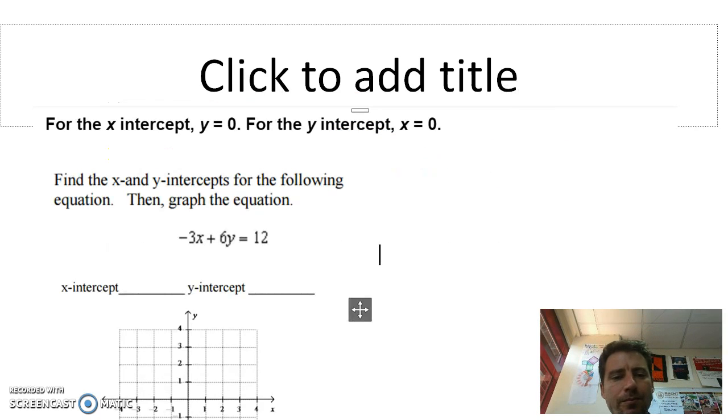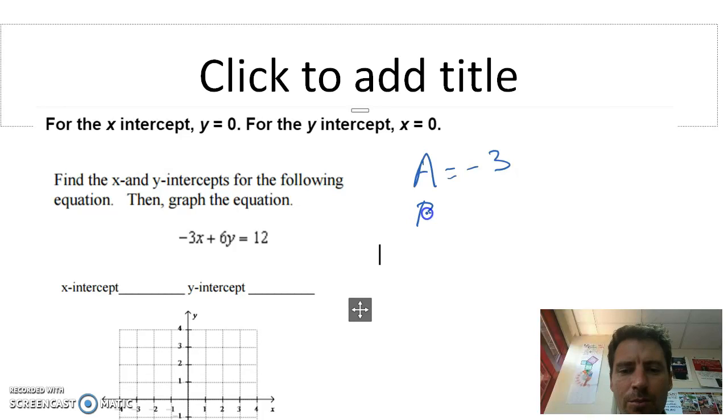Here's an example. So this is standard form, ax plus by equals c, where a is -3. I like to define my variables or define what these things mean. It makes it a little bit easier for me. A equals -3. B would equal +6 because of the plus sign. And then C would equal 12.